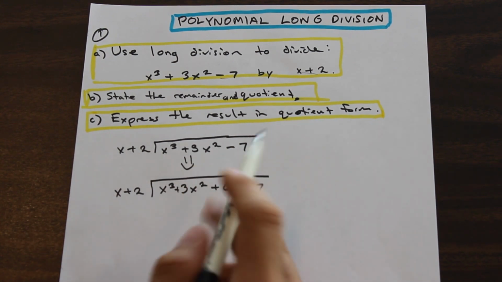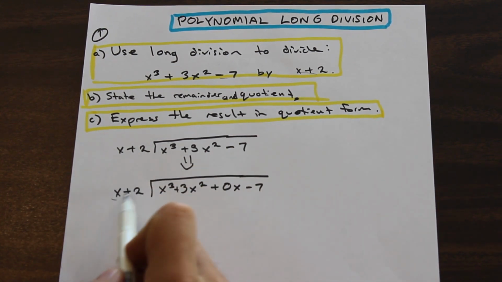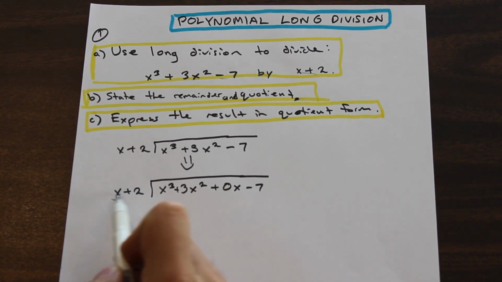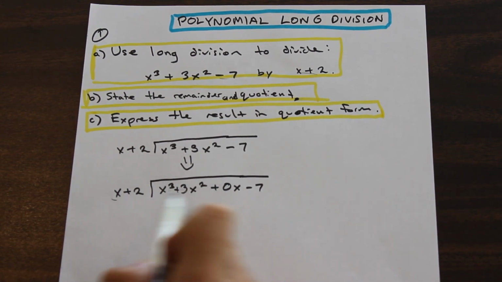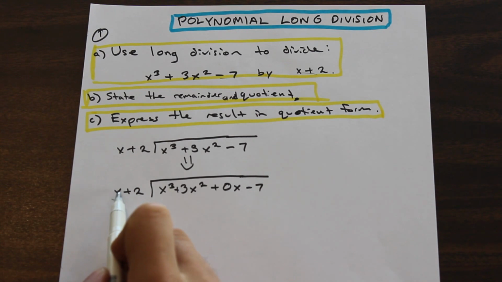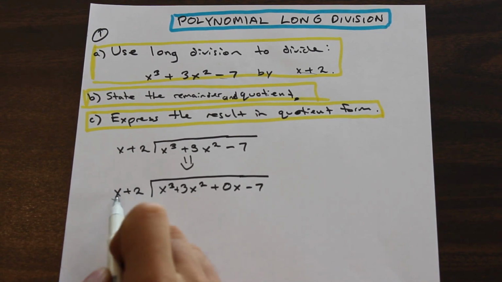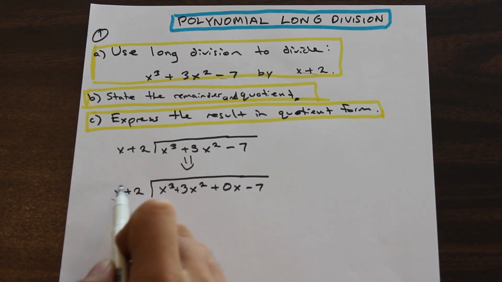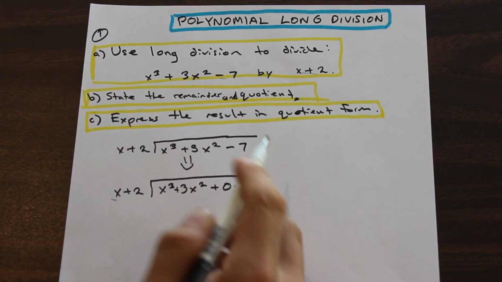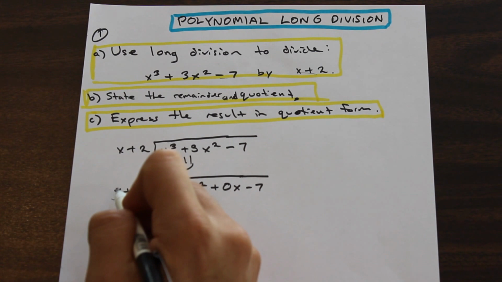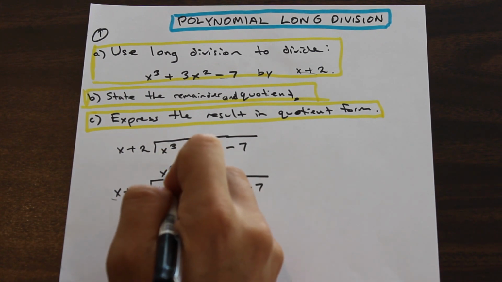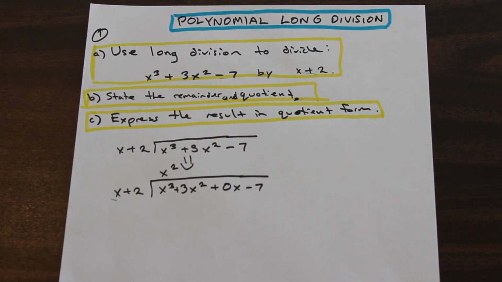So when we're doing long division, you're going to take the highest power term that we're dividing into this, and we're going to divide that by the first term of x. So we have x here. We're going to do x cubed divided by x, and that's going to be x squared. So how many times does x go into x cubed, essentially? We have x squared.